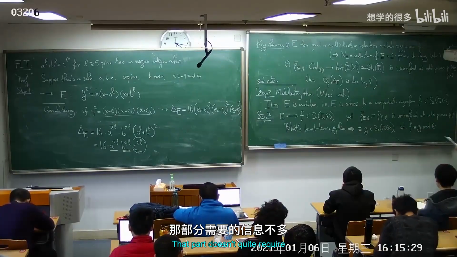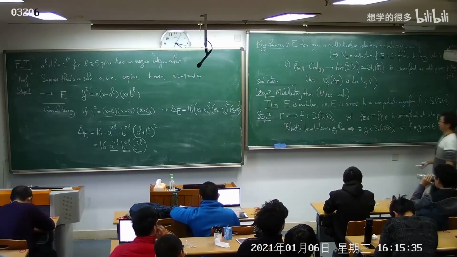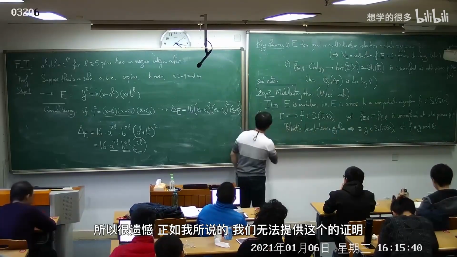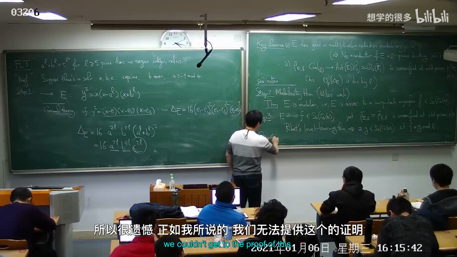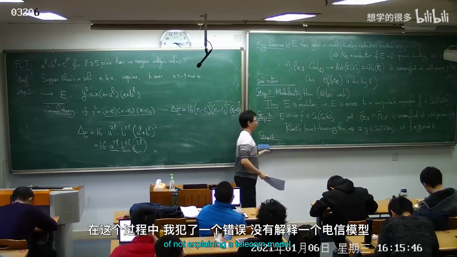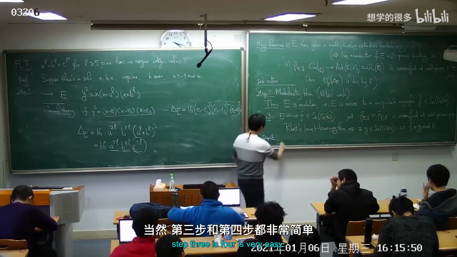That part doesn't require as much information. So okay, unfortunately, as I said, we couldn't get to the proof of this. Somehow along the way I made a mistake of not explaining étale cohomology. But anyhow, of course, step 4 is very easy.